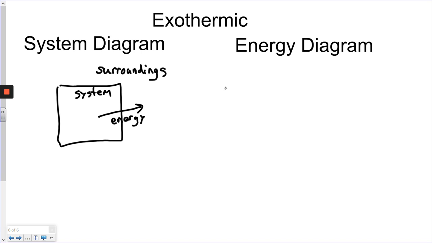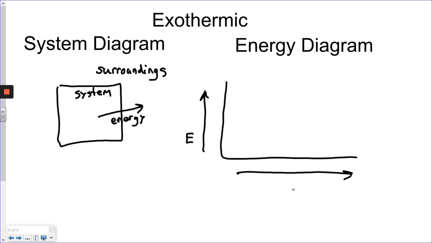Now, the energy diagram for an exothermic reaction, if we have increasing energy here, over time, increasing this way, then what we see is that for an exothermic reaction, it looks something like this. Okay. Where we have our reactants here, and our products down here.